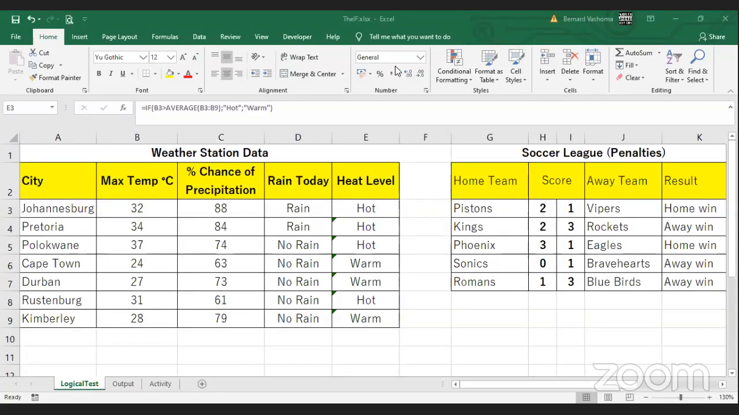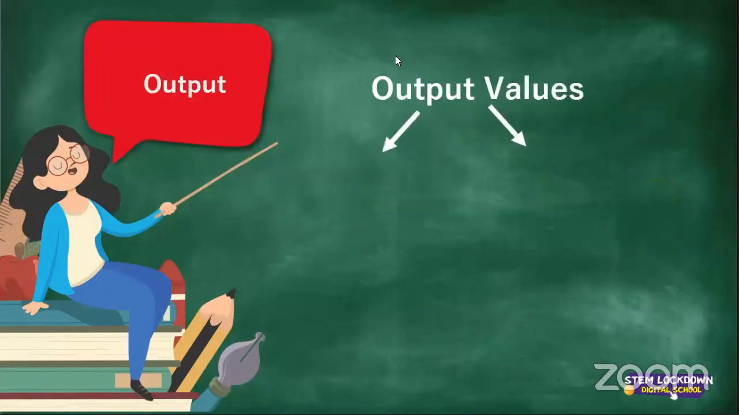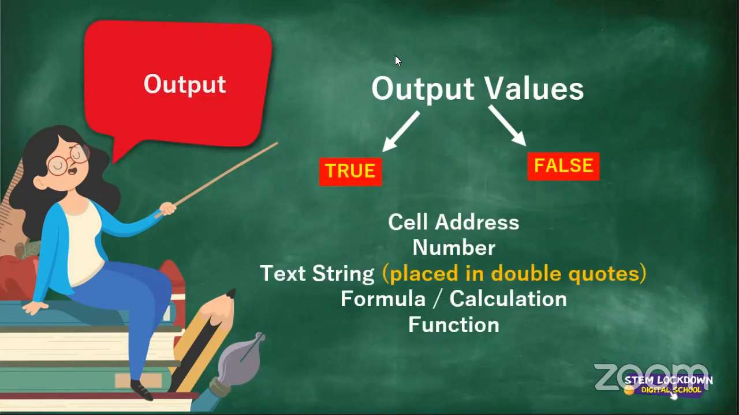All right, let's move on. Now we want to talk about the output values, right? So output values, our value true and our value false. What format can they take? They can actually be other cell addresses, they can be a number, they can be a text string placed in double quotes like you saw, they can be a formula or a calculation, or they can also be a function. Remember, in the last example, we had female, male, expensive, cheap, all that was text. So now we want to explore more options. All right, so let's see how that works.